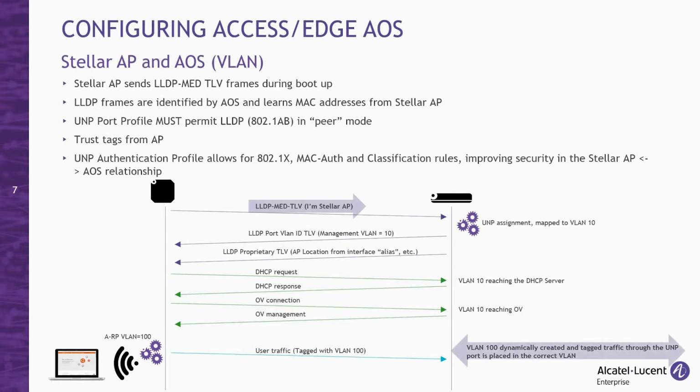The tags coming from the Stellar AP need to be trusted. For example, in this workflow, VLAN 100 is dynamically created, and the VLAN 100 user traffic is tagged entering through the UNP port and placed in the right VLAN. When MVRP is enabled, that VLAN will be published to the MVRP domain. The UNP authentication profile can be provisioned for 802.1x, MAC authentication and classification rules to further improve the security for the devices connected to the Stellar APs and AOS OmniSwitches.